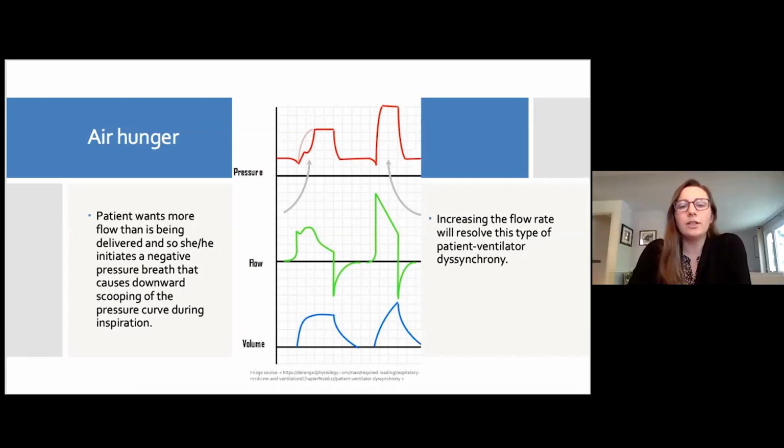Remember, a patient initiates a negative pressure breath, and that's why the pressure dips downward when that patient is trying to breathe. On the flow curve of that same first breath, you see that the flow increases because the patient is delivering him or herself more flow during that delivered breath. If you increase the flow rate, which we've done here in the second breath, that resolves this type of patient ventilator dyssynchrony.